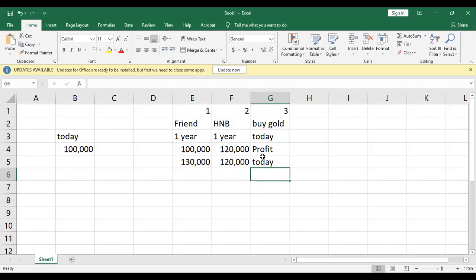Now Fatima Nisfa says option 2. She will invest this money in HNB. Right? But your friend will give you 130. HNB will give you 120. So why did you choose option 2? According to Nisfa's view, option 2, there is no risk. But I will explain what is no risk and what is risk free rate later.